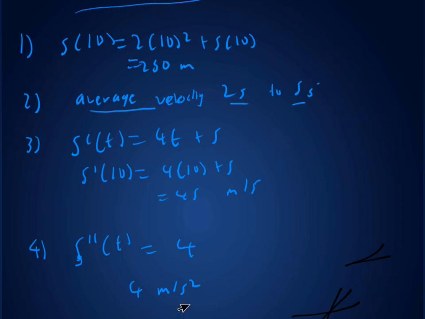So now let's go for something interesting. Just remember that the derivative of a displacement time graph is a velocity time graph. The derivative of a velocity time graph is the acceleration time graph, right?